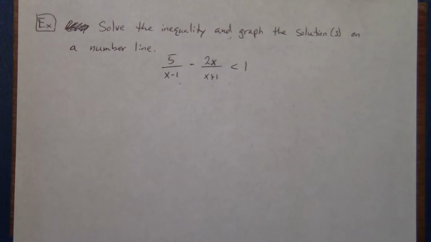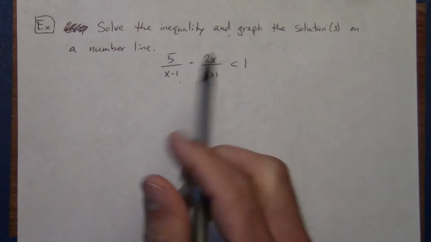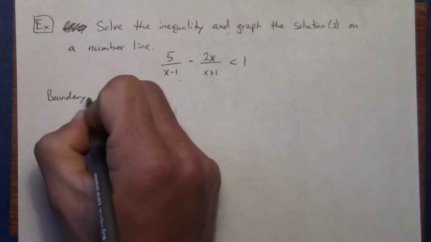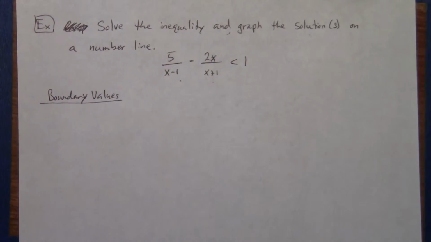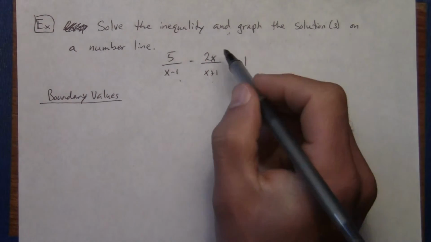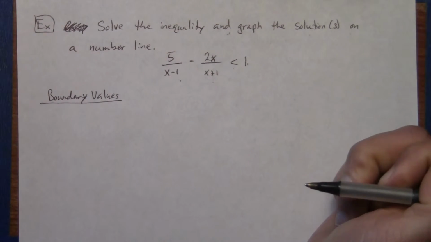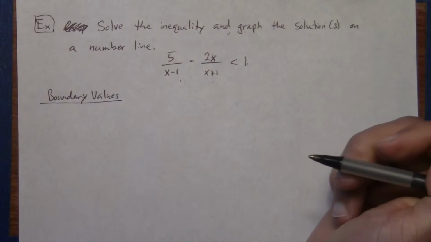Alright, the second one, when you're graphing a rational function, we find what we call the boundary values. You might remember us talking about this in the notes. And the boundary values are two things. It's where this function actually equals 1, regardless of whether there's an equal to or not, and it's where the function's undefined.